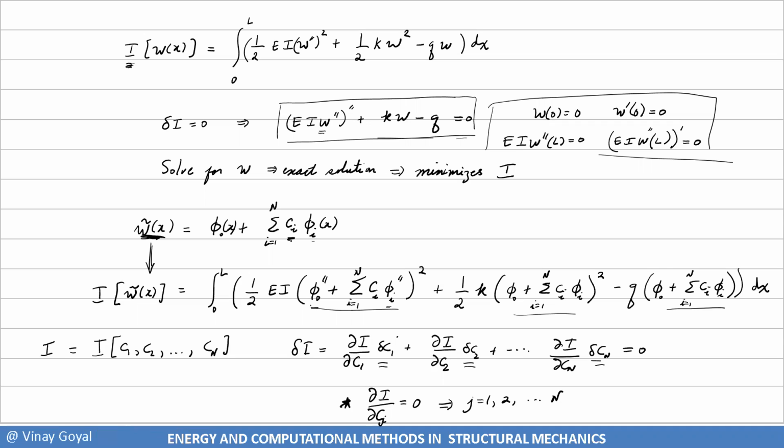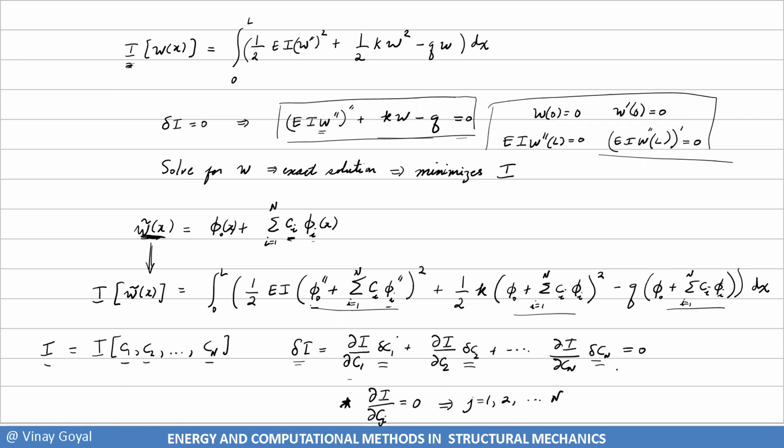And so therefore, my functional I, which used to be a functional, is no longer a functional. Now that function I only and only depends on these coefficients that are unknown. And these coefficients are not functions. These coefficients are just regular numbers. Therefore, I just becomes your typical function from calculus. Therefore, when I find the first variation of I, I get this.